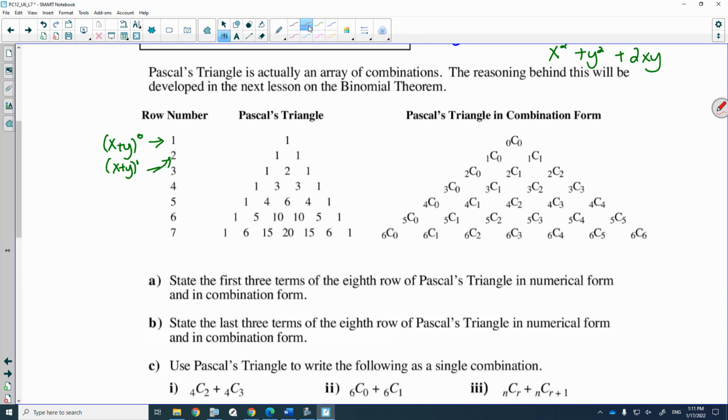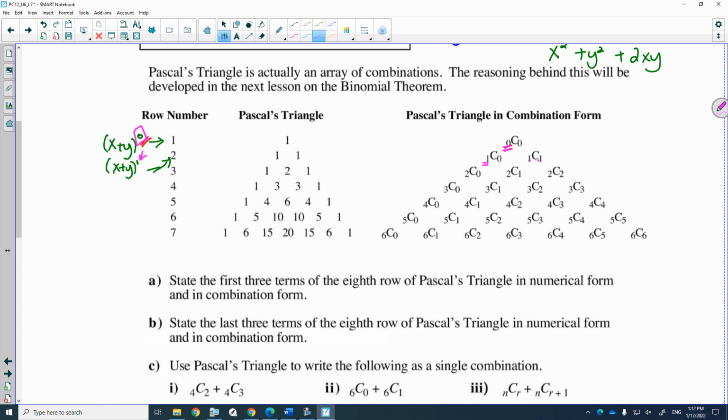What I want you to notice is that whatever n is here becomes n there. So if n is 0, it's going to be 0 choose 0. If you type in 0 choose 0, you're going to get 1 as an answer. So if this n is 0, you're going to have 0 choose 0. If n is 1, you're going to have 1 choose 0, 1 choose 1.